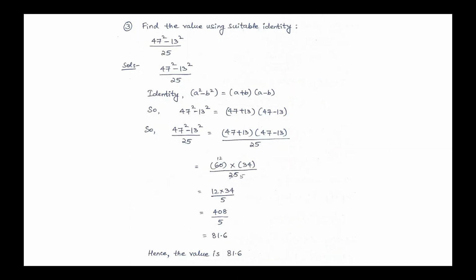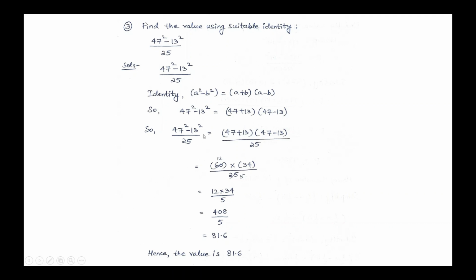The third question is, find the value using suitable identity for 47 square minus 13 square by 25. The solution is, we have to find the value of 47 square minus 13 square by 25 using appropriate identity. As we can see in the numerator part of the given expression, it's in the form of a square minus b square. We know the identity a square minus b square is equal to a plus b into a minus b. So 47 square minus 13 square is equal to 47 plus 13 into 47 minus 13.